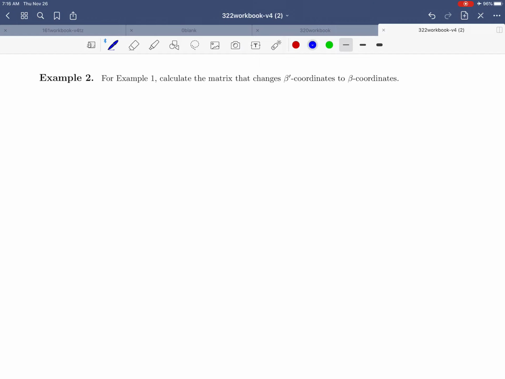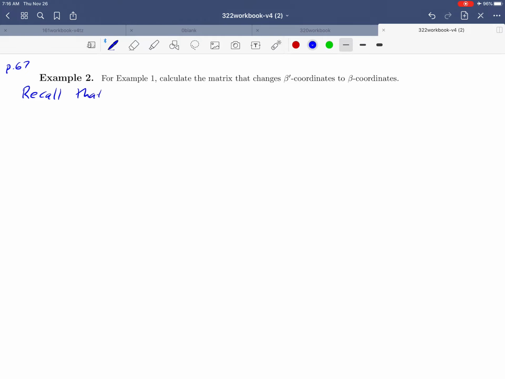We're looking at example 2, still on page 67 of the workbook here. And this is going to be our first example of actually calculating a change of coordinate matrix. They'd like us to calculate the matrix that changes beta prime coordinates to beta coordinates. So let's start by reminding ourselves what beta and beta prime were in example 1.